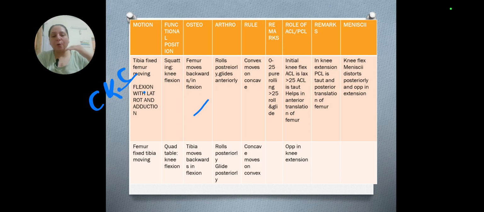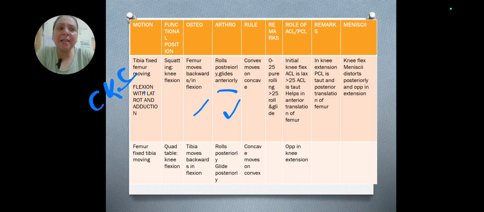The femur is moving backwards, okay, in knee flexion. And what is the arthrokinematic movement which is taking place? It is rolling posteriorly but gliding anteriorly. This is all clear because the convex surface is moving on a concave surface. We have already seen the rule. Now what are the remarks which need to be kept in mind is that 0 to 25 degrees pure rolling takes place, and after 25 the gliding takes place.